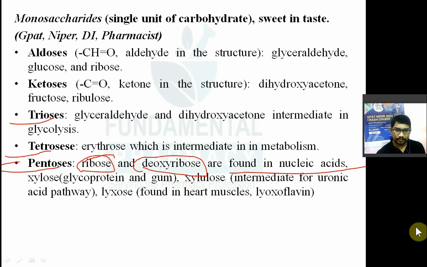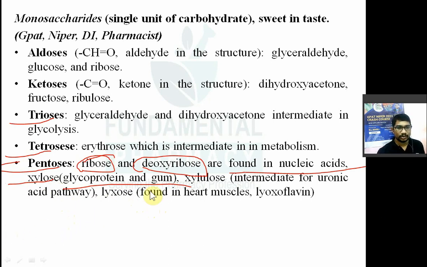Then again, xylose. Xylose is also a kind of pentose sugar. It is found in glycoproteins and different kinds of gums, such as acacia gum and tragacanth gum, which are plant products. So xylose sugar is found in them. That is a five carbon atom containing pentose sugar.